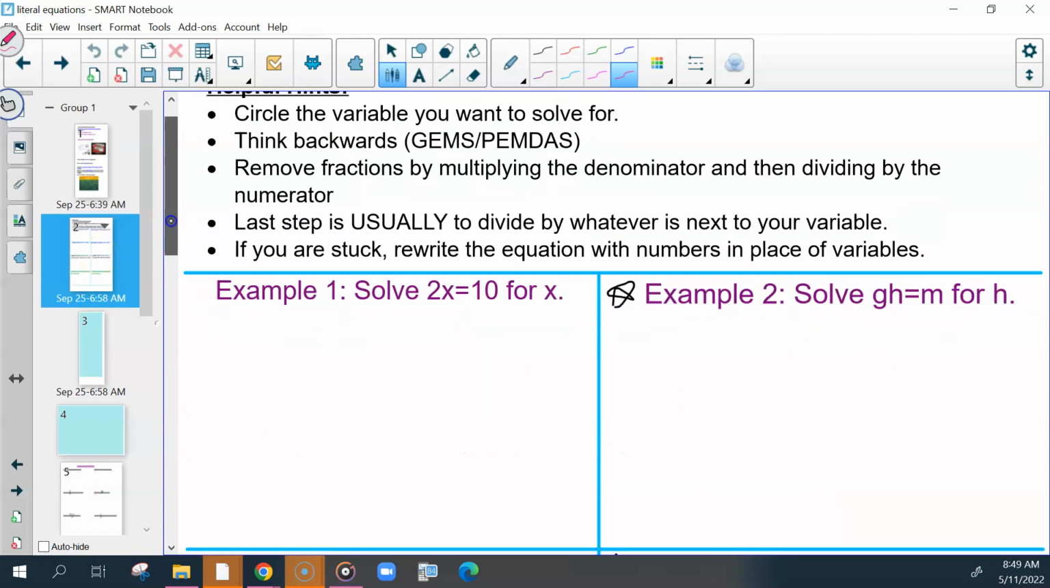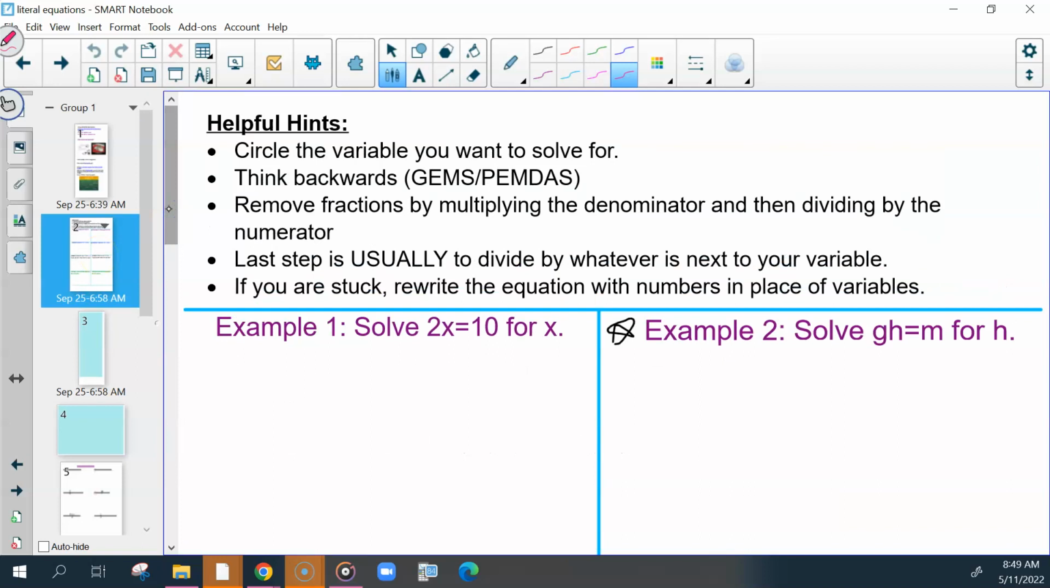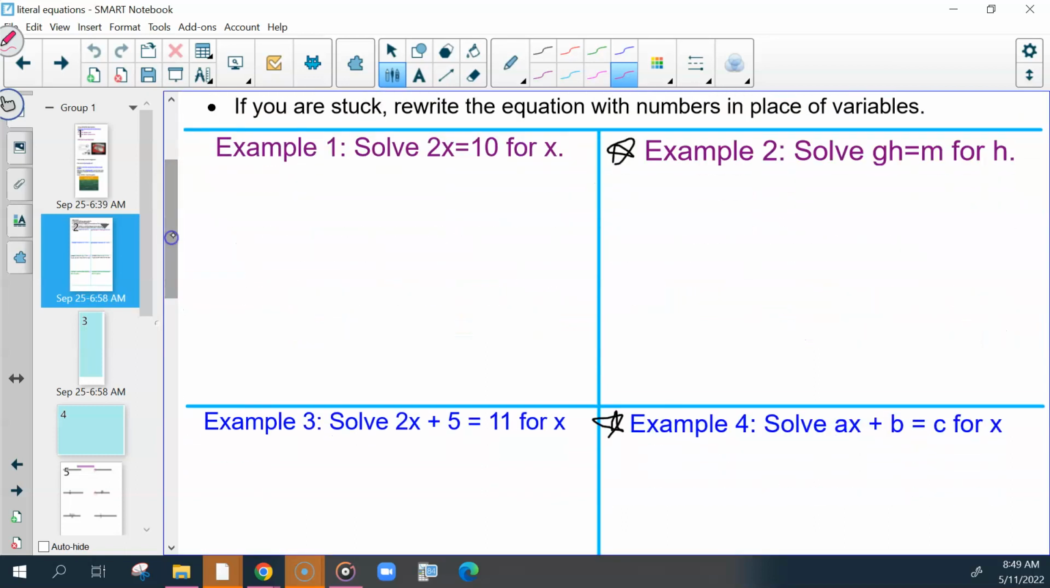So, on this page, it talks about the steps on how to solve. Be thinking, how would I solve a normal equation that looks similar to this, but now it's just letters? There are similar examples to the ones we're going to do, but we are only going to focus on the ones with letters.